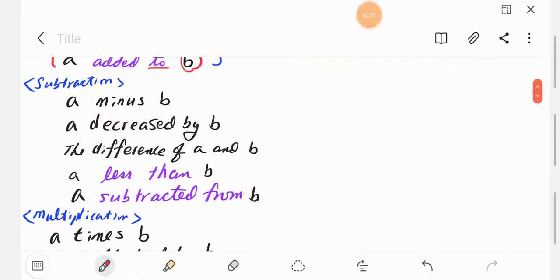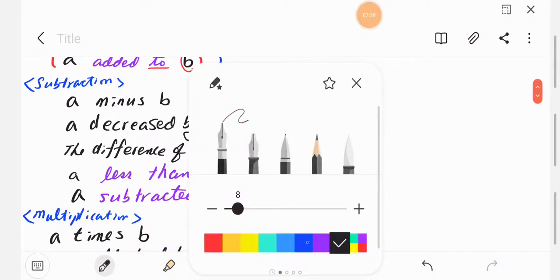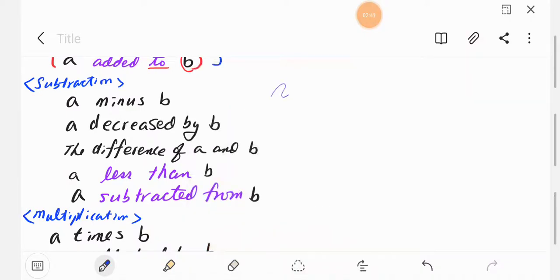Okay, for the subtraction, A minus B, same thing. This means A minus B. So A comes first, so write A first. And A decreased by B is still the same, A minus B. And the difference between A and B, difference between or difference of, same thing. Then this will be replaced by what? Minus sign. So it will be A minus B.